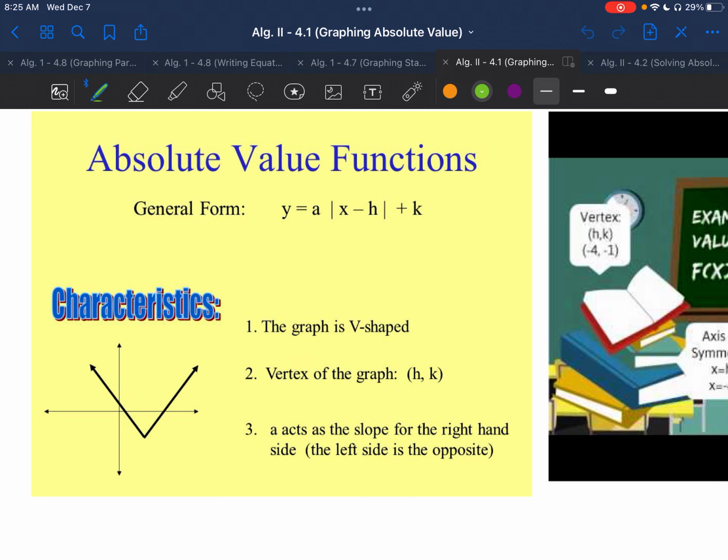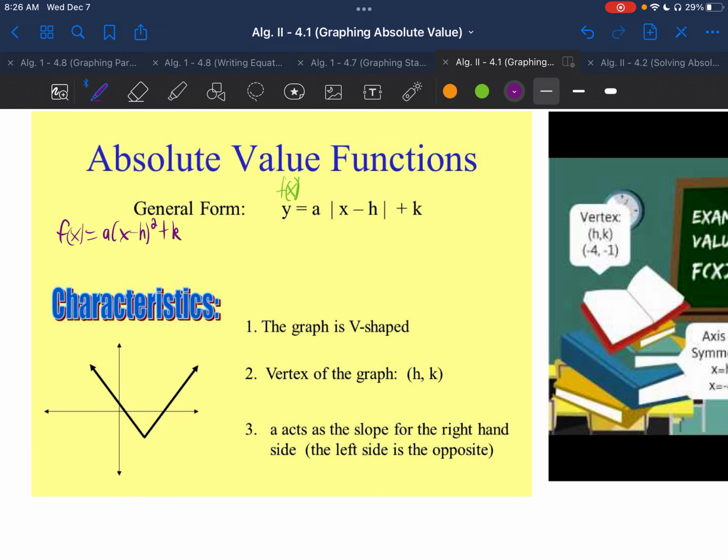And real quick, I want to talk about the general form of an absolute value function or equation. It's going to be y, or f of x, remember they're interchangeable, equals a times the absolute value of x minus h, plus k. Now, you might notice this looks very familiar to what we just learned for quadratics last chapter in Section 3, where quadratics was f of x equals a times (x minus h) squared plus k.